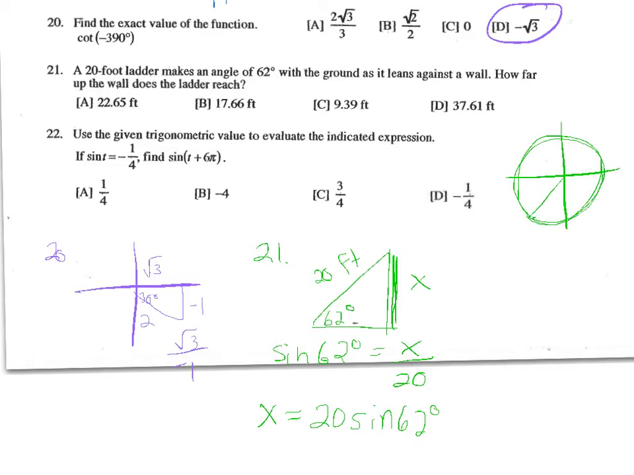And if I added 2 pi again to make it 6 pi, I would end up at the same exact angle. So since I ended up at the same exact angle, I would have the same exact answer as the sine of t, which is negative 1/4.